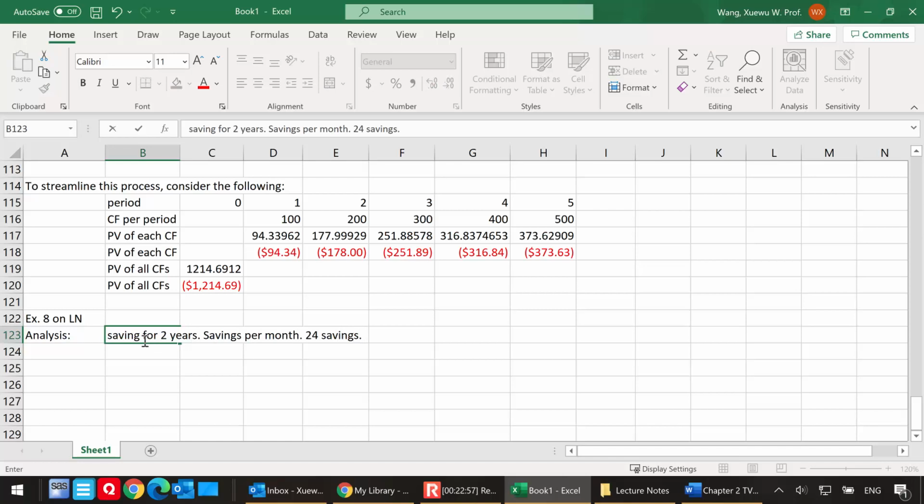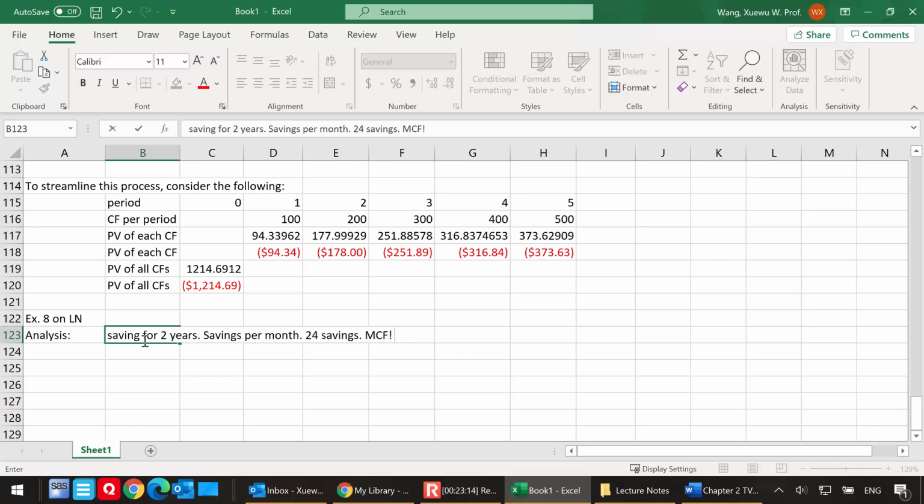Every month this person is going to save. So in total, this person is going to have 24 savings. Well, that's a multiple cash flow structure, okay? So we're dealing with multiple cash flows. All these 24 monthly savings, that's a multiple cash flow structure.